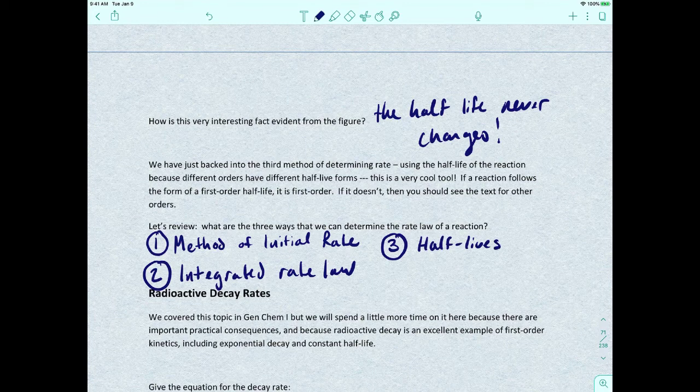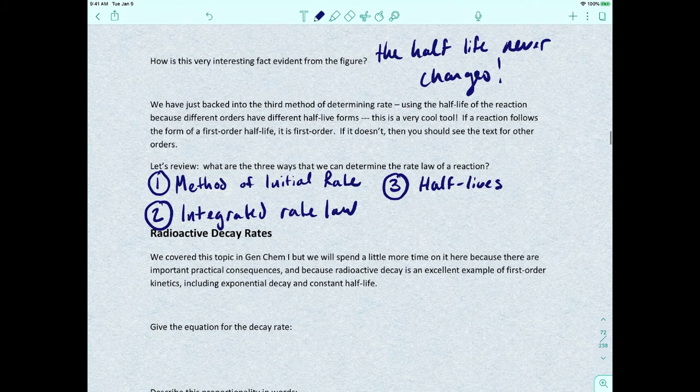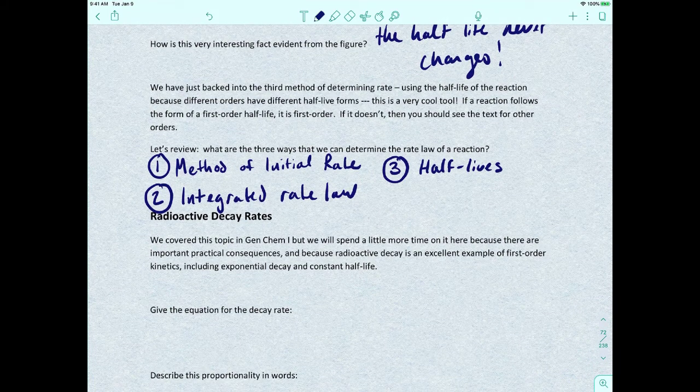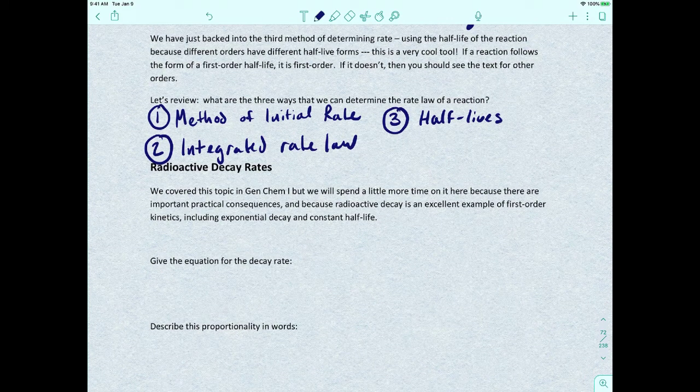Now, before we go on to talk about second and zero order reactions, there's one more topic I want to talk about, especially with first order reactions, and that's radioactive decay rates. This is something we're going to talk about when we get into nuclear chemistry at the end of the course, but it's good to bring up here because it's in sync with what we're talking about. Like I said, it's an excellent example of first order kinetics, including exponential decay and constant half-life.